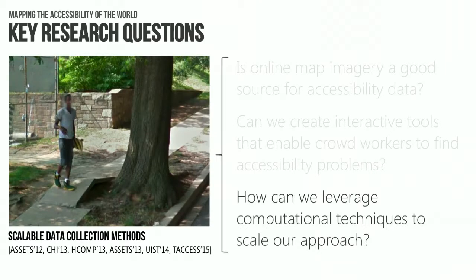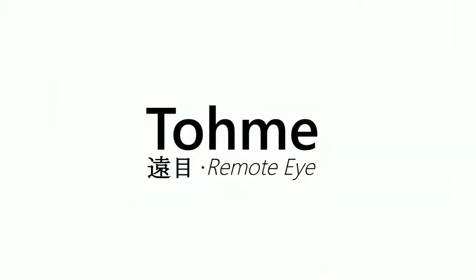But we've demonstrated that with basic quality control measures, minimally trained crowd workers can find accessibility problems with around 93% accuracy. And then the key question that we had was, how can we do better? And how can we scale our approach? And this introduces this last question. Some initial work towards this goal is a system called Tome. Tome is comprised of 6 steps.